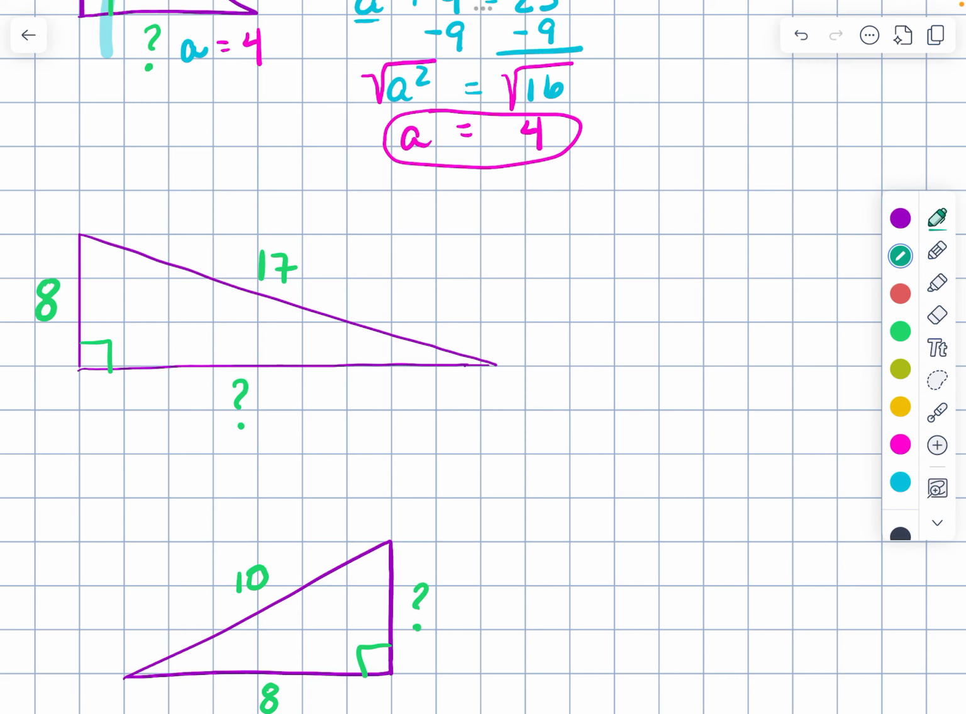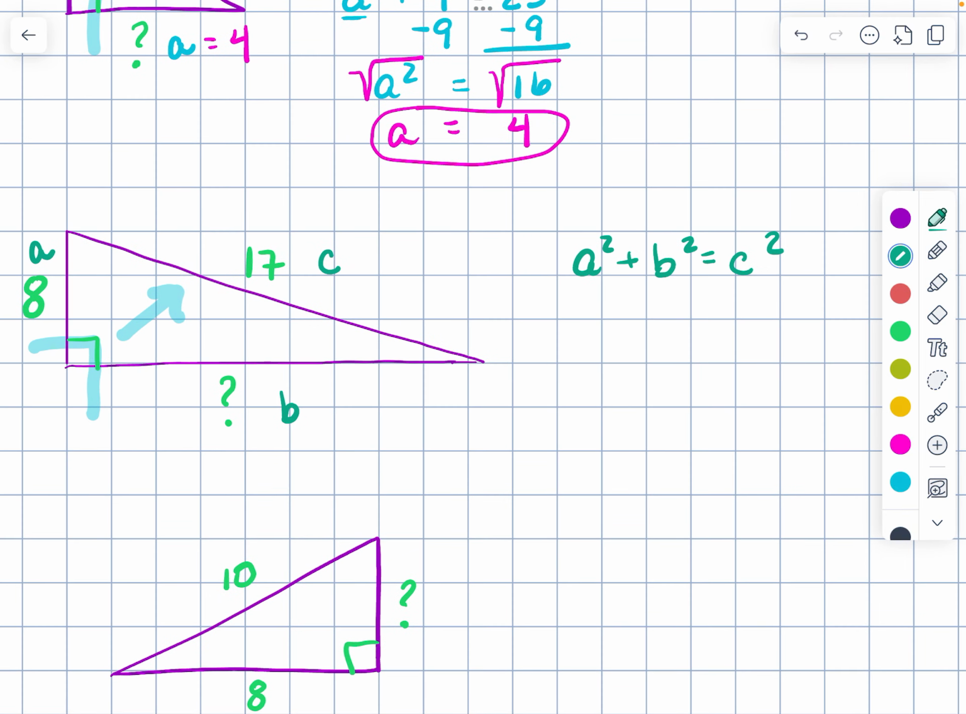All right, here we've got an 8 and a 17 and an unknown. Again, first thing I do is write out this equation. And now we need to know what are a, b, and c. So again, I point to my hypotenuse from the right angle and label that as c. Hypotenuse is always c. And then I'm going to label this one as b and this one is a. And let's go ahead and plug these in. So a is 8, so that's 8 squared. B we don't know yet. And c is 17, so that'll be 17 squared there.